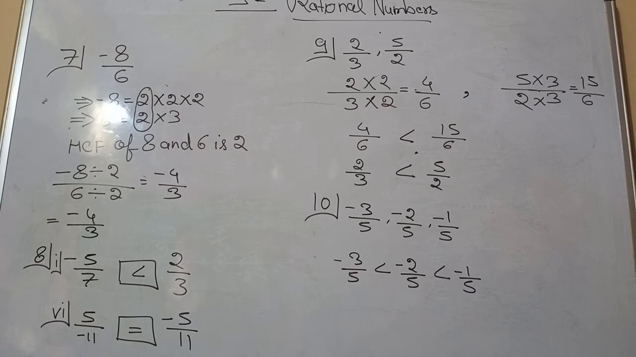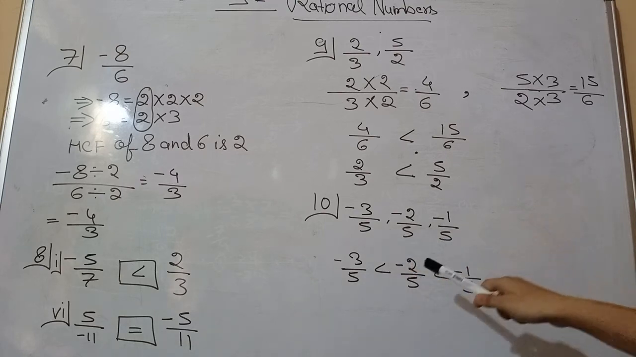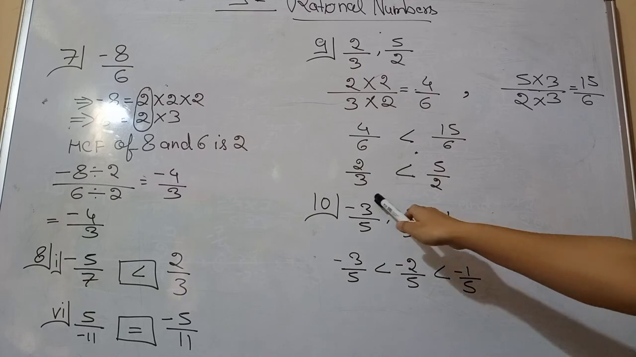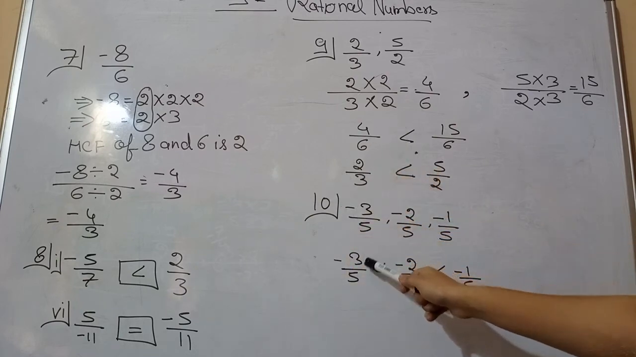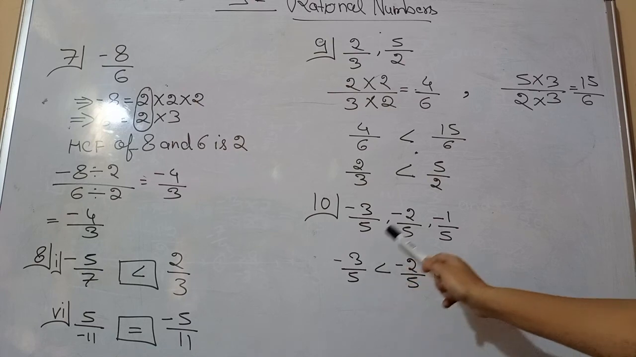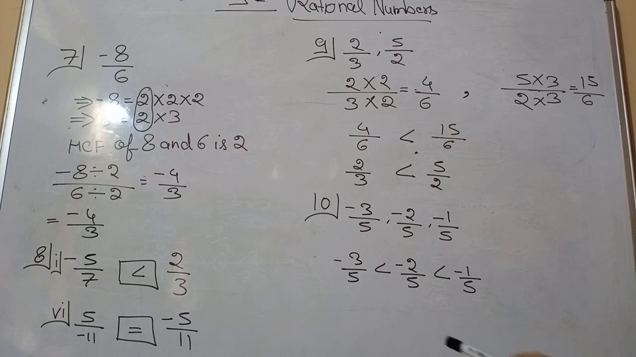Now question number 10 is quite similar to question number 9, where we have to arrange the given rational numbers in ascending order. If the denominators are the same, no need to do anything. In negatives, we know that the number which is greater is always smaller if it carries a negative sign. So the smallest number is minus 3 by 5. After that, which one is greater? Minus 2 by 5. After that, which one is greater? Minus 1 by 5. This is in the case where denominators are the same.